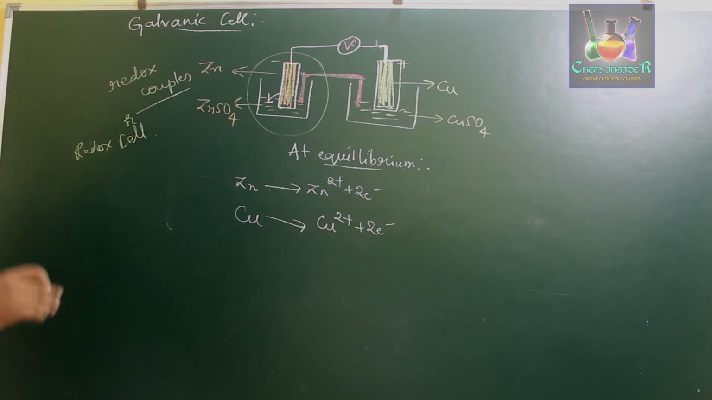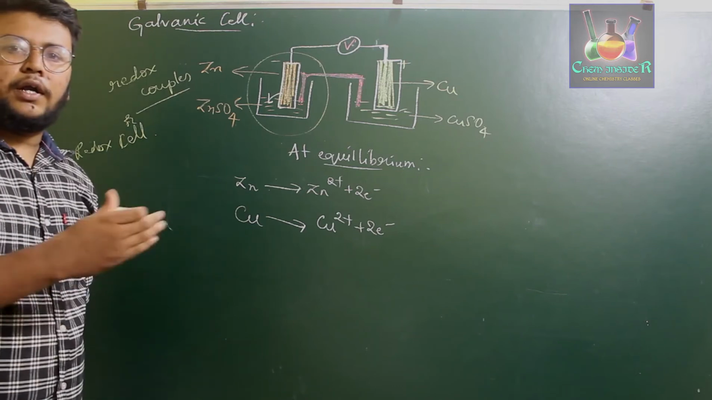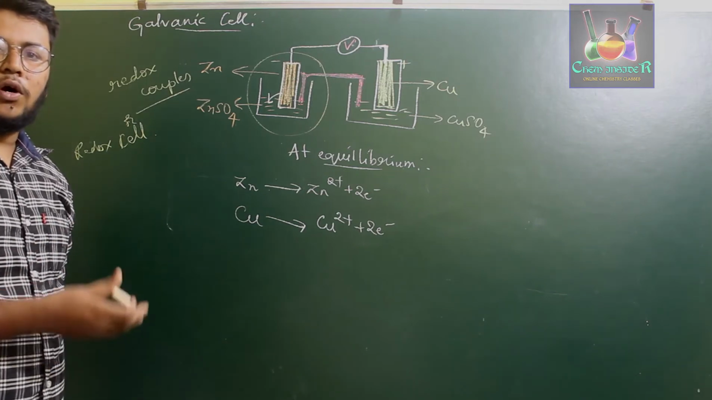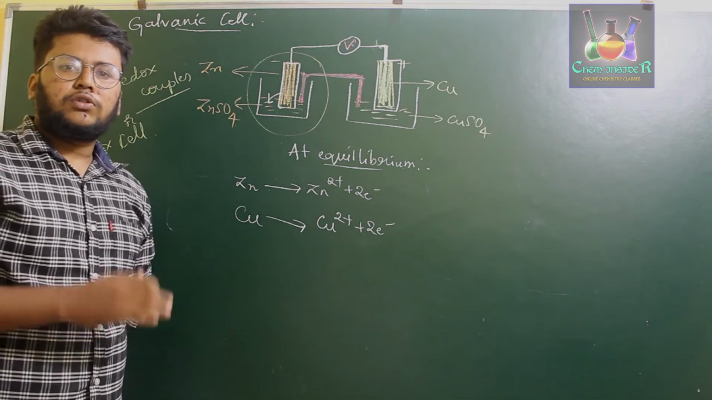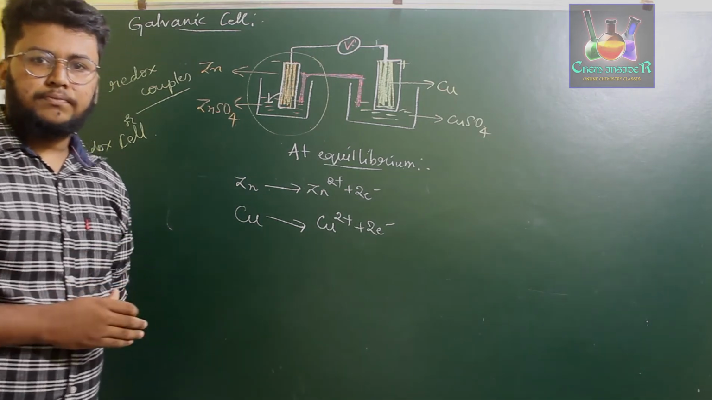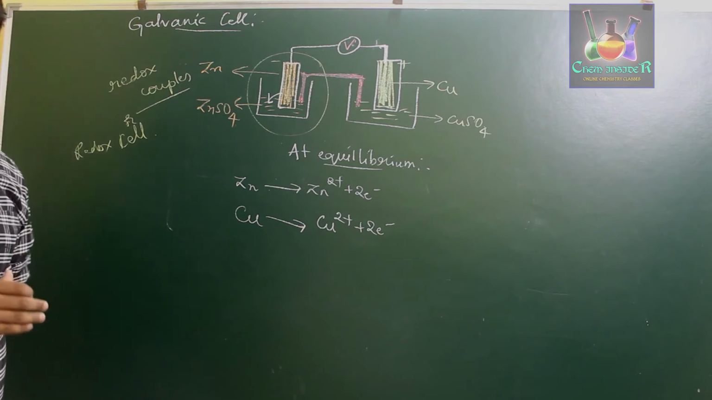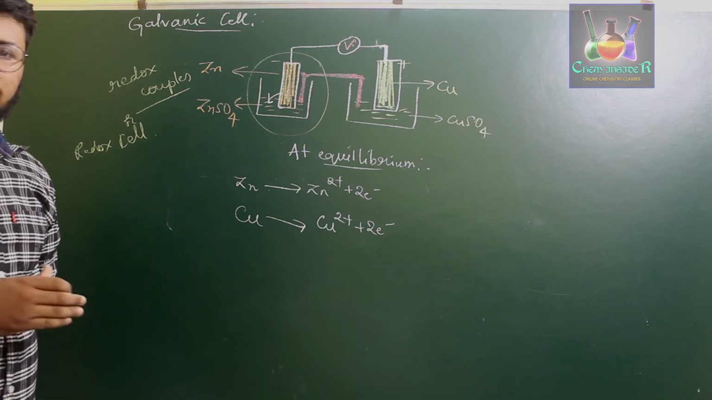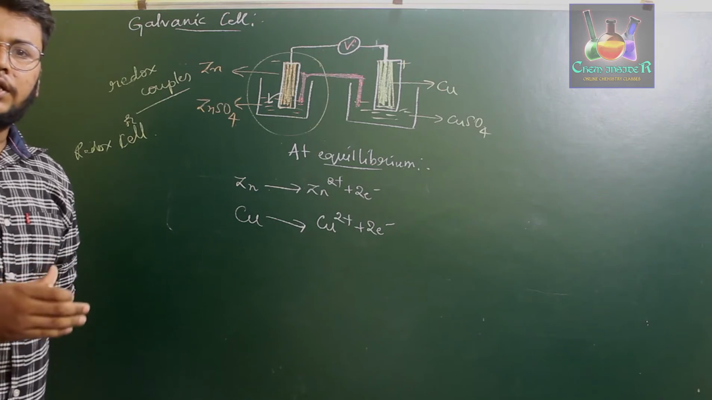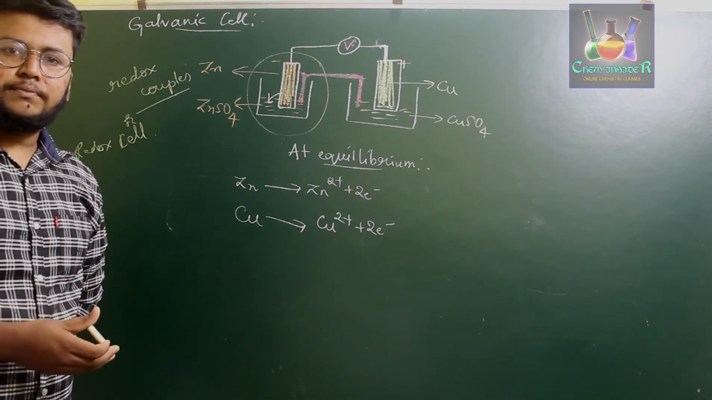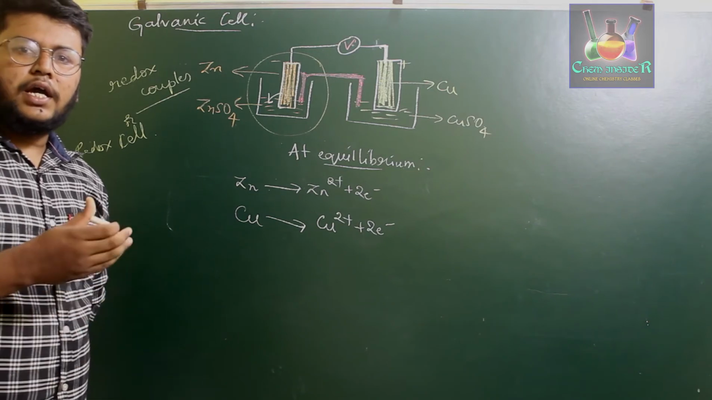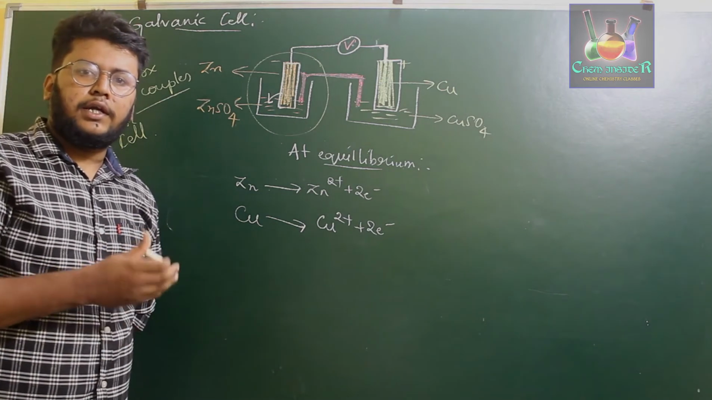So now, which is going to undergo reduction and which is going to undergo oxidation? This completely depends upon the redox potential of this reaction. So, when you consider a metal dipped in its metal electrolyte, it generates an electrode-electrolyte interface.